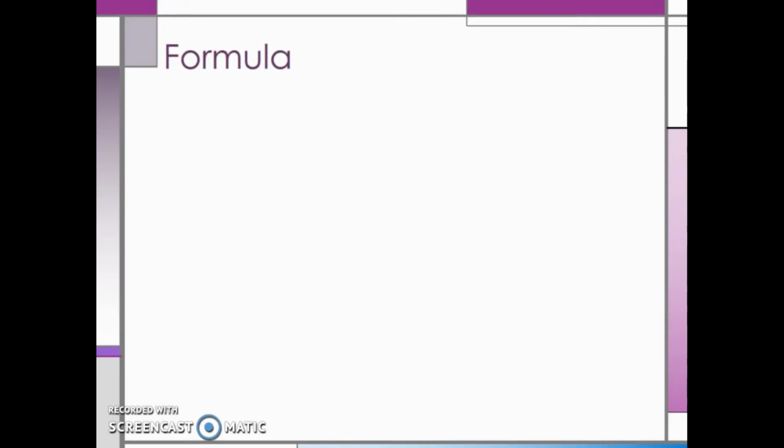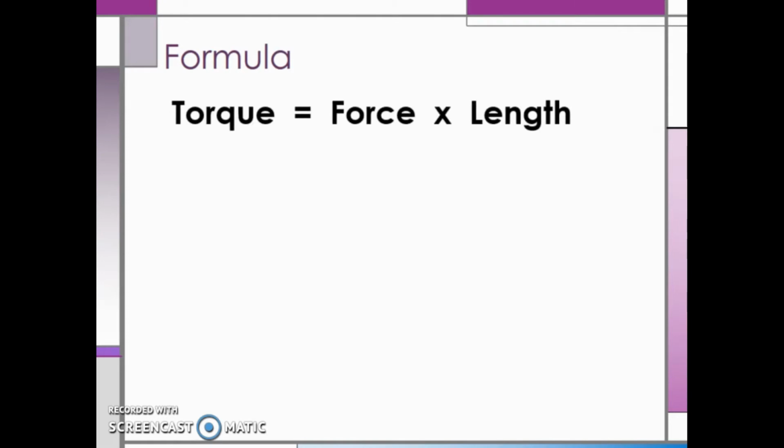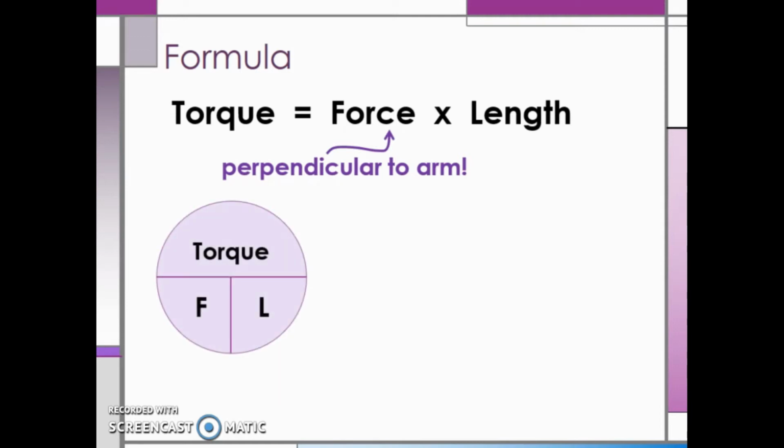Let's take a look at our formula for torque. Torque is equal to the force perpendicular to the torque arm multiplied by the length of the torque arm. Torque is measured in pound-feet or foot-pounds, just like work. Force is measured in pounds and length is measured in feet in the English system.